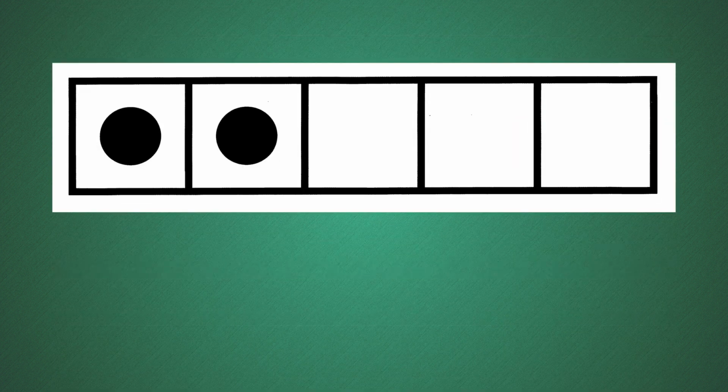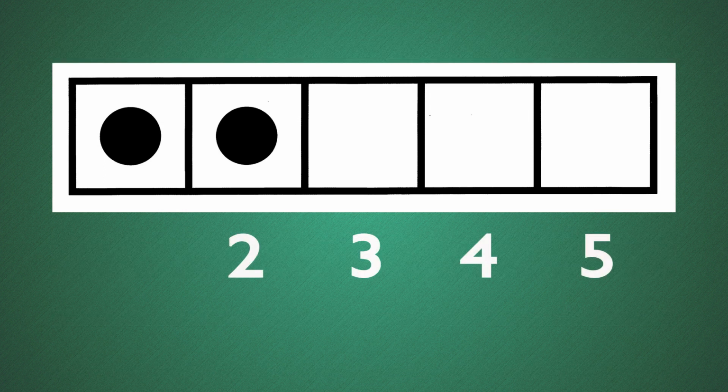This visual is called a 5 frame. As I present 5 frames, name the total number of dots. 5 frames are a great tool for learning to count on. How many dots are on this 5 frame? Starting with 2, count on to 5.